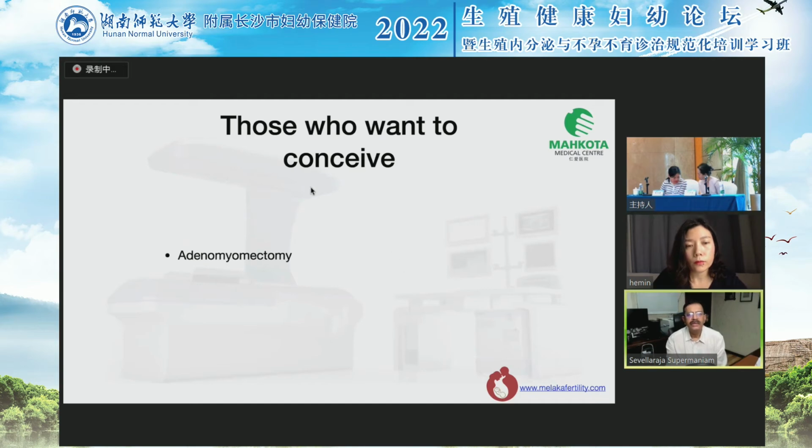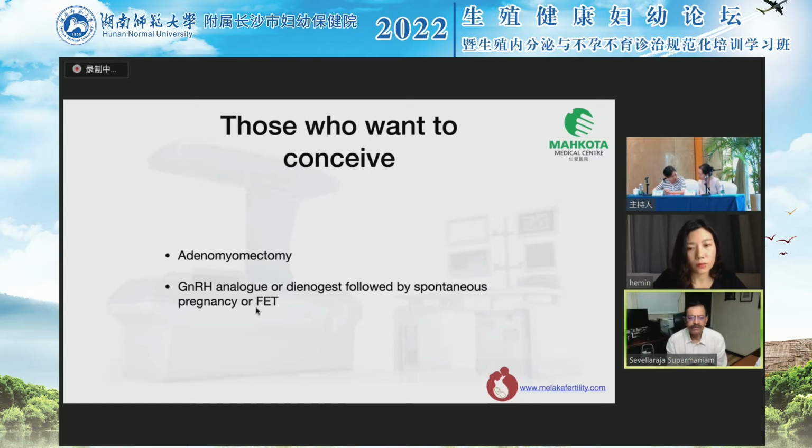So let's look at what we can do for those who want to conceive. We can do an operation called adenomyomectomy. This is an operation where we cut the uterus, take off the adenomyosis, and then suture the uterus back. This is a very difficult operation to do. In the second group, we can give the patient GnRH analog or Dienogest, and then see whether they can conceive on their own, or we do IVF, we can do frozen embryo transfer.